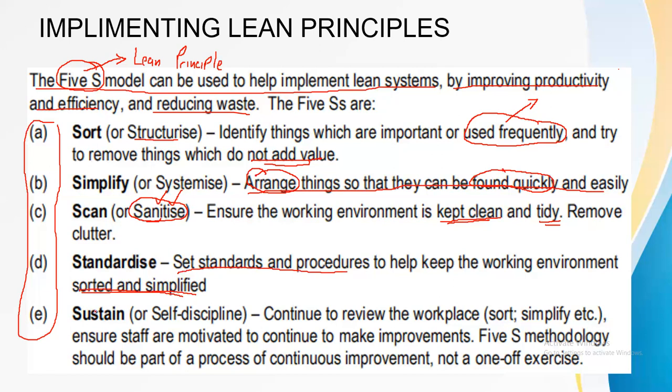And the last item is sustain or self-discipline. Continue to review the workplace. Continue to sort things used frequently. Simplify so that things are found easy. Ensure staff are motivated to continue making improvements. That is sustain. 5S methodology is part of a process of continuous improvement, not a one-off exercise.